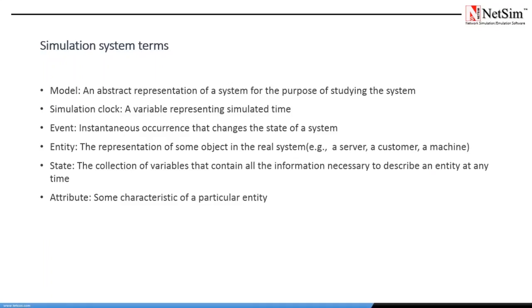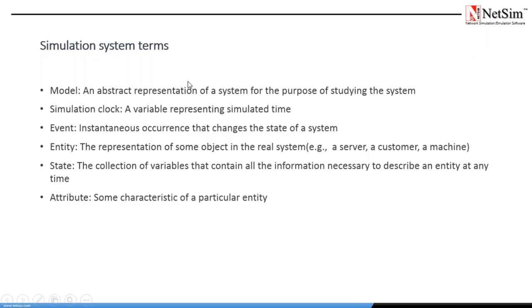Now some quick terminology about simulation systems. The first is a model. A model is an abstract representation of a real system for the purpose of studying the system. For example, in NetSim, it could be a particular network of interest and its parameters. The result of any simulation is based on the model that is input, and hence creating the right model is of vital importance. And as you saw in NetSim, the graphical user interface helps users to quickly model the network.